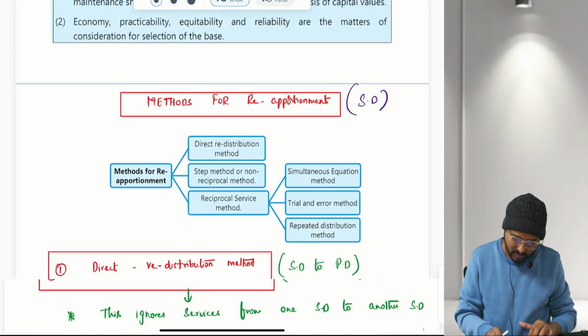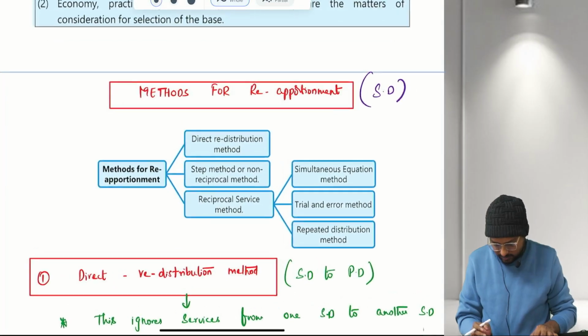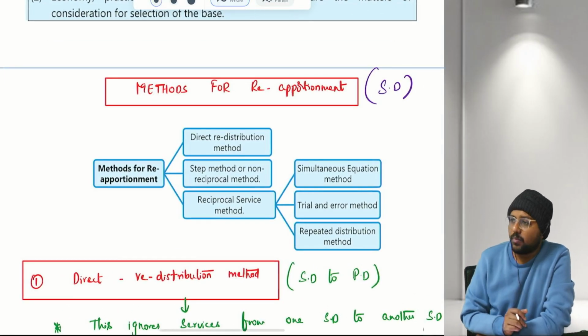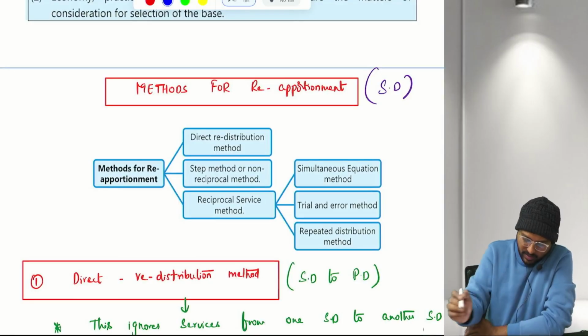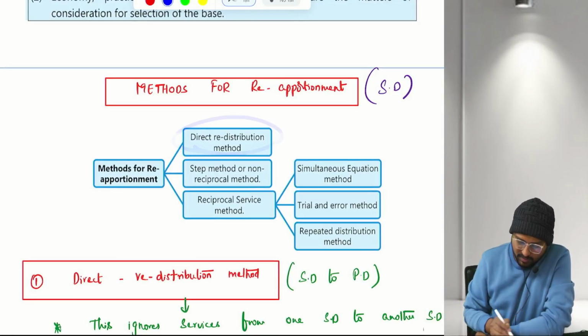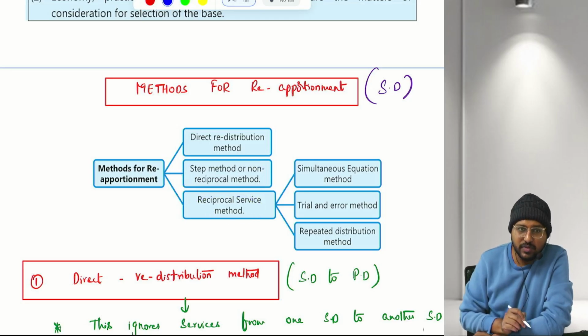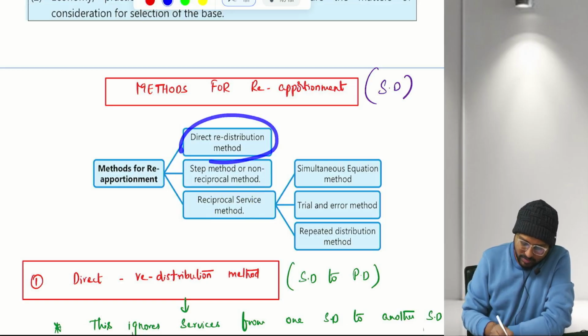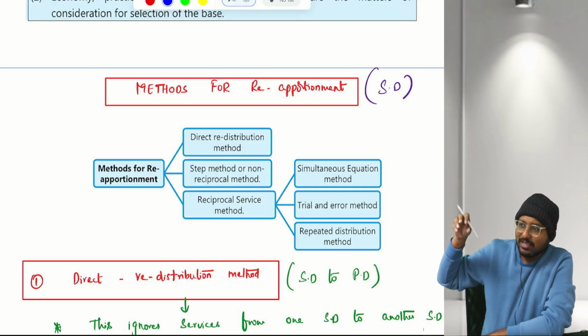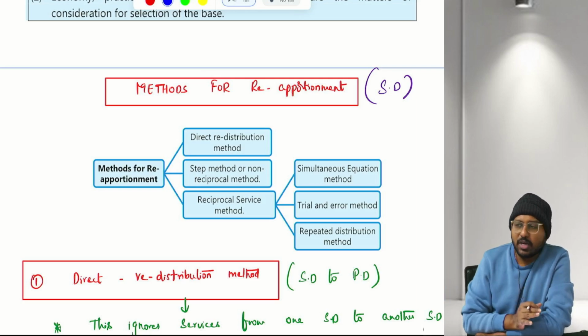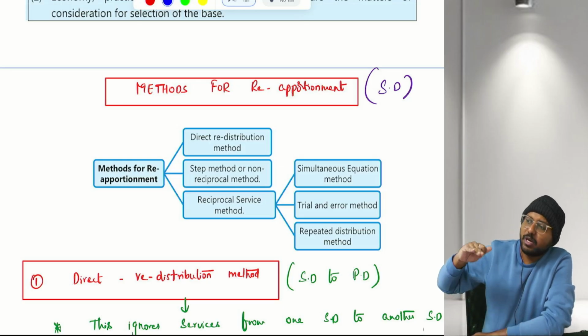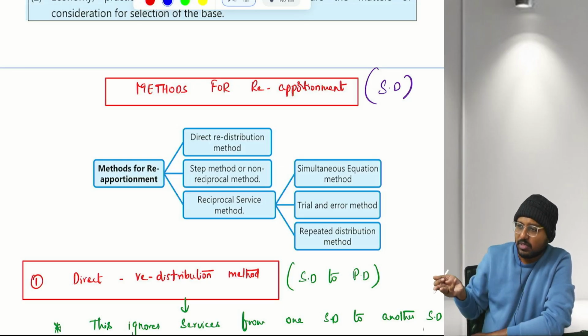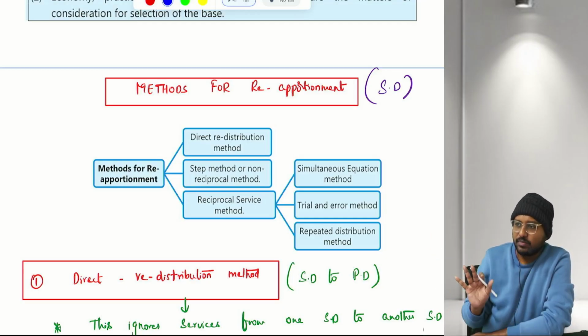Okay. So what are the methods we have? We have direct distribution method, then we have step ladder method, then we have reciprocal services method. Basically 3. So in direct distribution method, what happens? We will take the service department overheads and then we will distribute them to production departments. That's it. Are you able to understand? Which means there is no question of one service department giving service to another service department. That will be completely ignored. Are you able to understand?